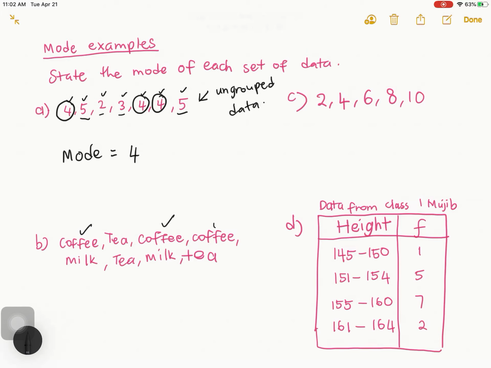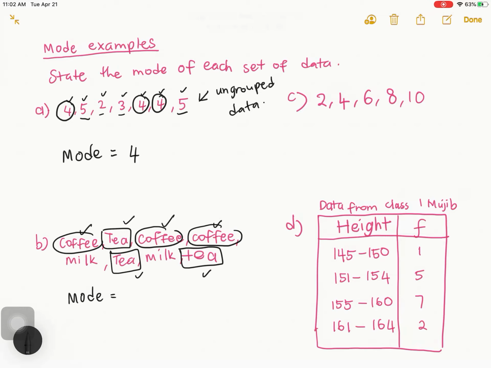What about this one? Question B. How many coffee do you see? 1, 2, 3. How many tea do you see? 1, 2, 3. How many milk do you see? 2 only. So in this case, tea has a frequency of 3 and coffee also 3, so they share the same mode. We can say that the mode is coffee and tea. Easy, right?